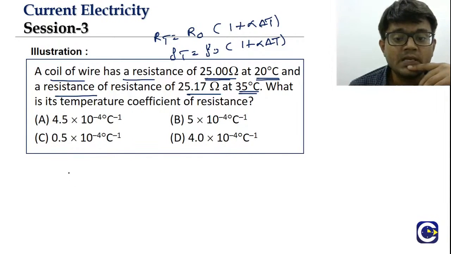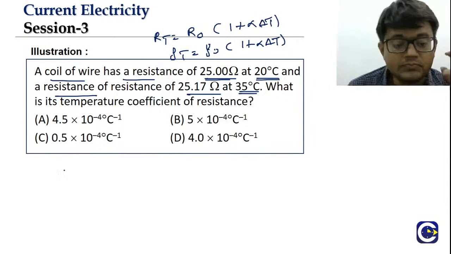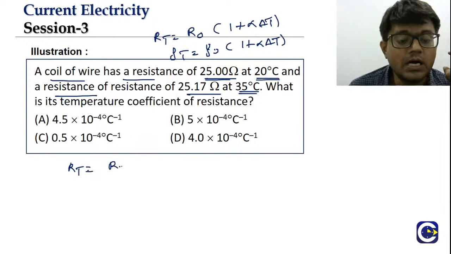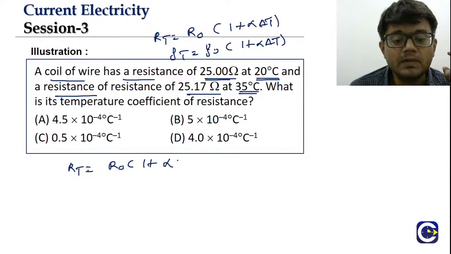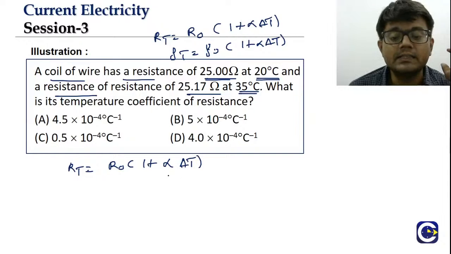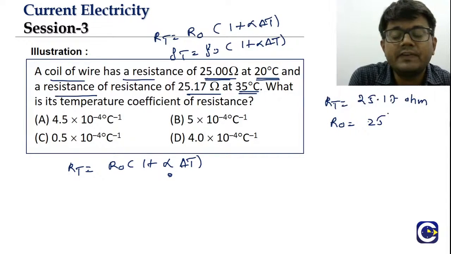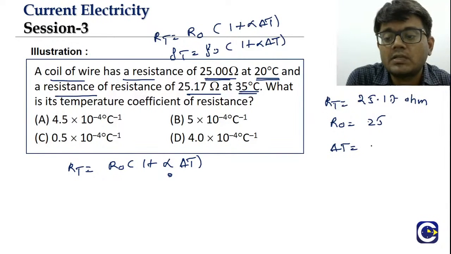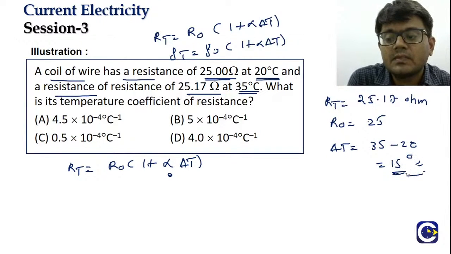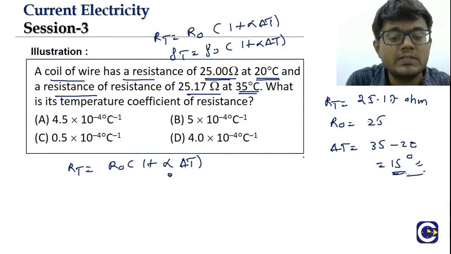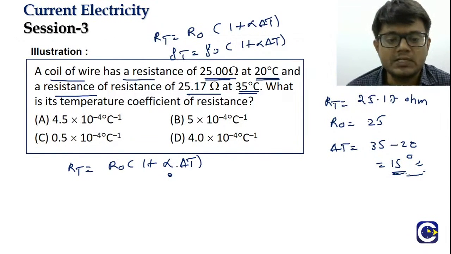So look, it is the same concept. R at a temperature T is equal to what? R naught into 1 plus alpha delta T. So again we have RT, so R at a temperature T is equal to 25.17 ohms. R naught is 25. Okay, what is delta T? Look, the final temperature is 35, the initial is 20, so 35 minus 20 is 15. That is the value of delta T. Okay, so now, in the information we have, we have to find alpha. So it is straightforward substitution, check and see.